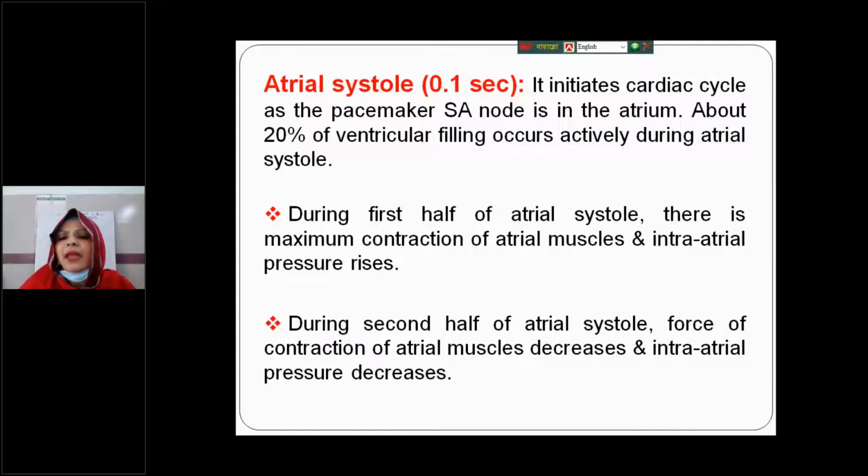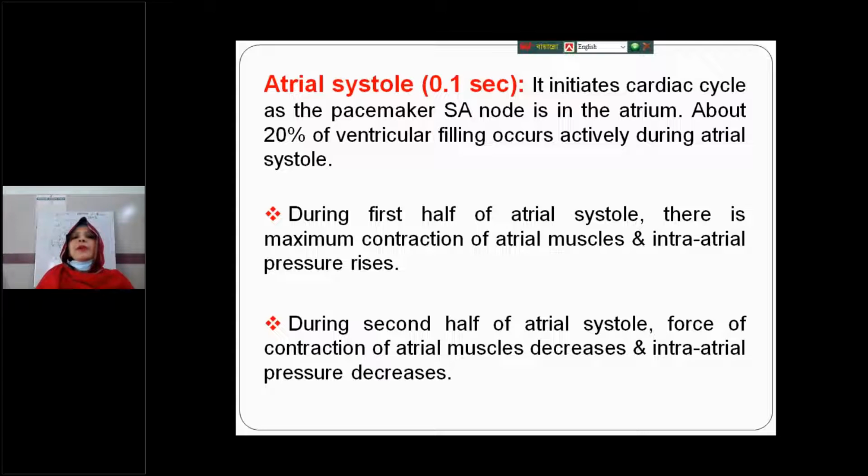But during the second half, the force of contraction of atrial muscle gradually decreases, and intra-atrial pressure also decreases. In the second half, there is no work at all. So the first half of atrial systole is very, very important. Maximum work is done during the first half, because they push 20% ventricular filling by contraction of atrial muscles, and blood goes towards the right ventricle and left ventricle. In the second half, contraction of atrial muscles gradually decreases and intra-atrial pressure also decreases. This is the simple thing of atrial systole.